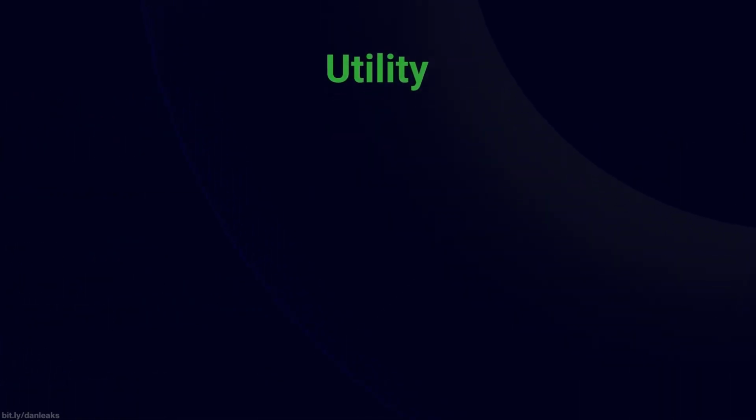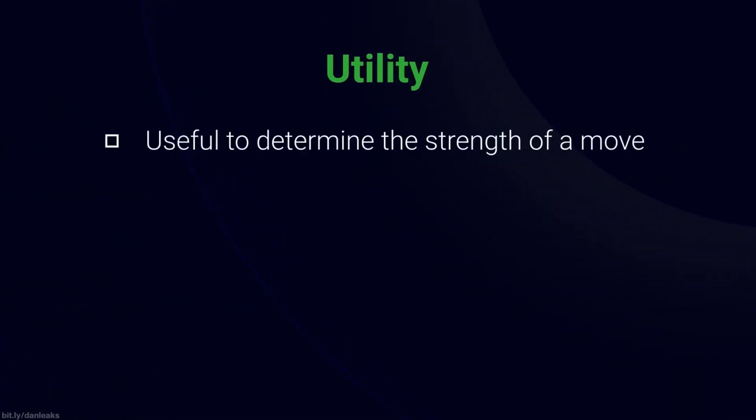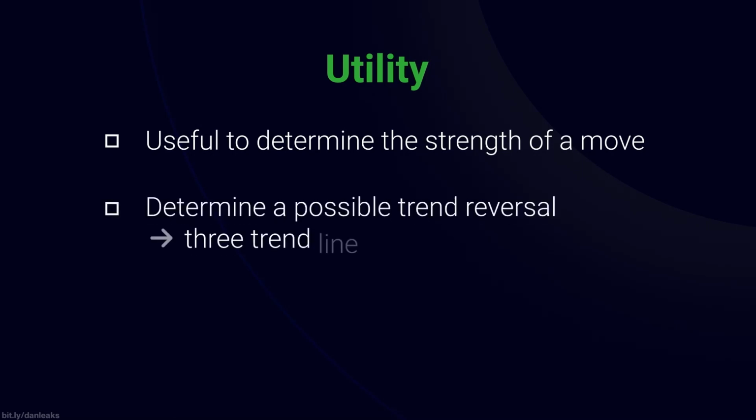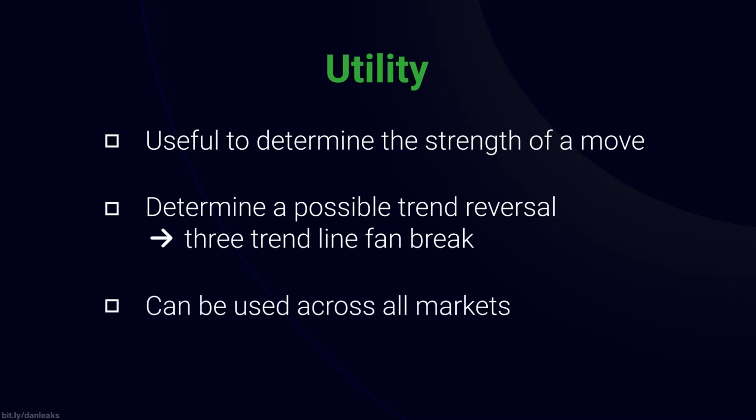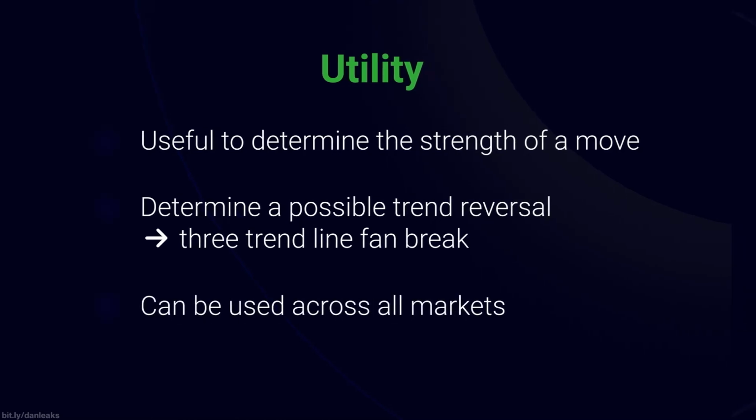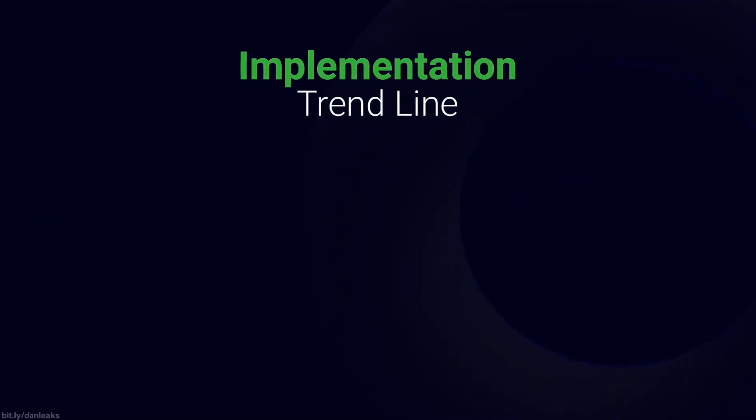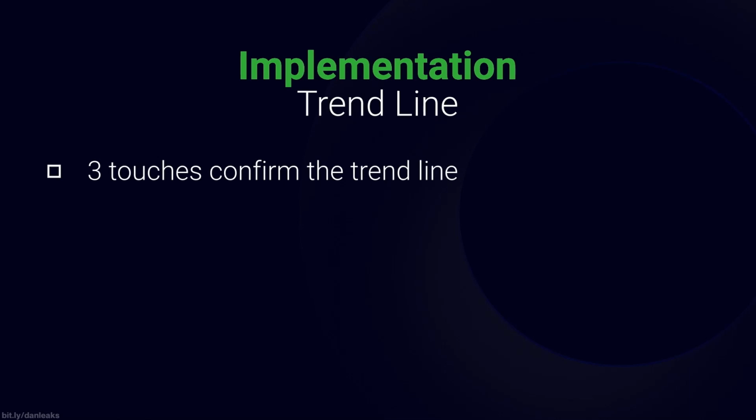Trend lines can be very useful to determine the strength of a move. It is also possible to determine a trend reversal by using the 3 trendline fan break. Trend lines can be used across all markets. A confirmed trend line requires 3 touches.